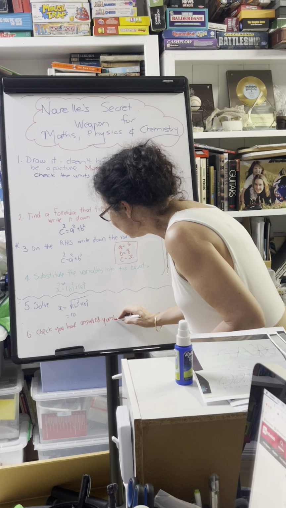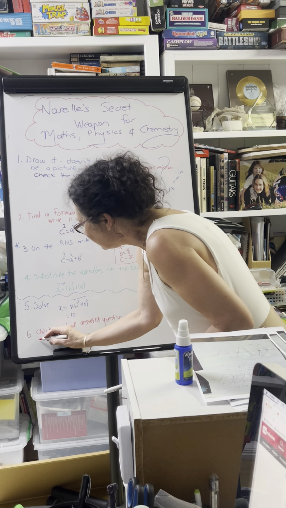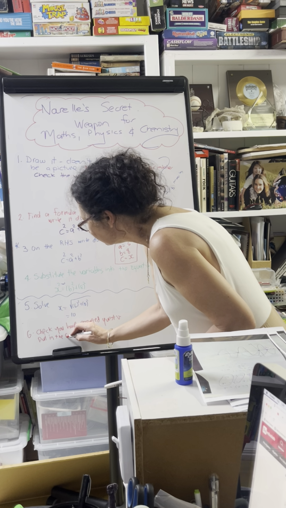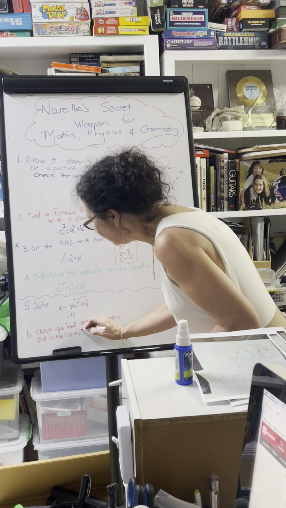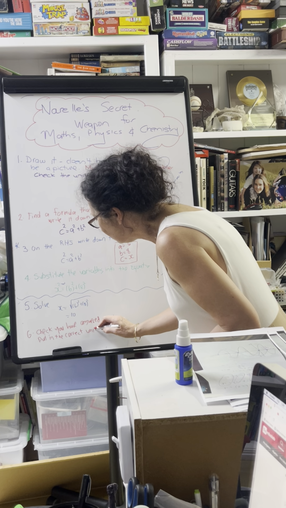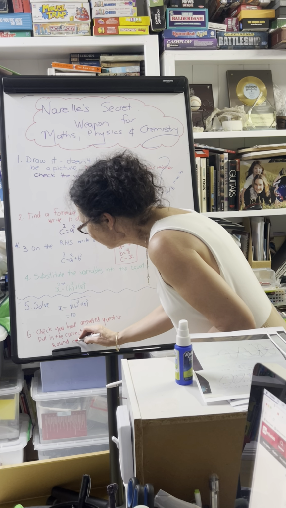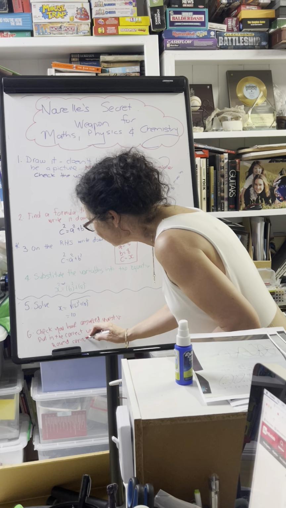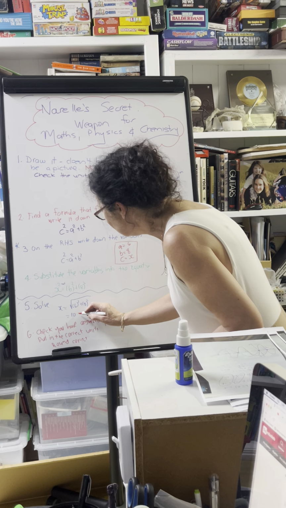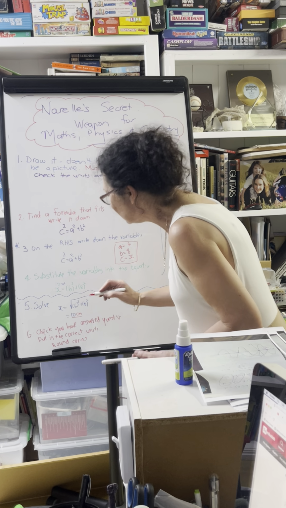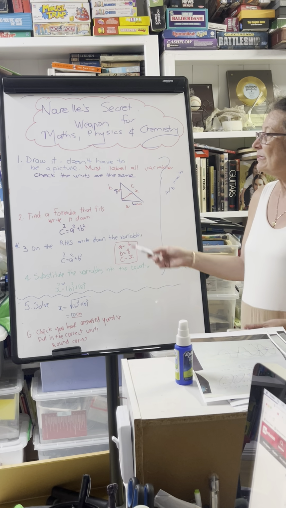Mine was just to find X, put in the correct units. Very important. And round to the correct number of places. Round correctly, whatever it's said to do. So here it would be centimeters. And you can underline it if you want. So that's my secret weapon.